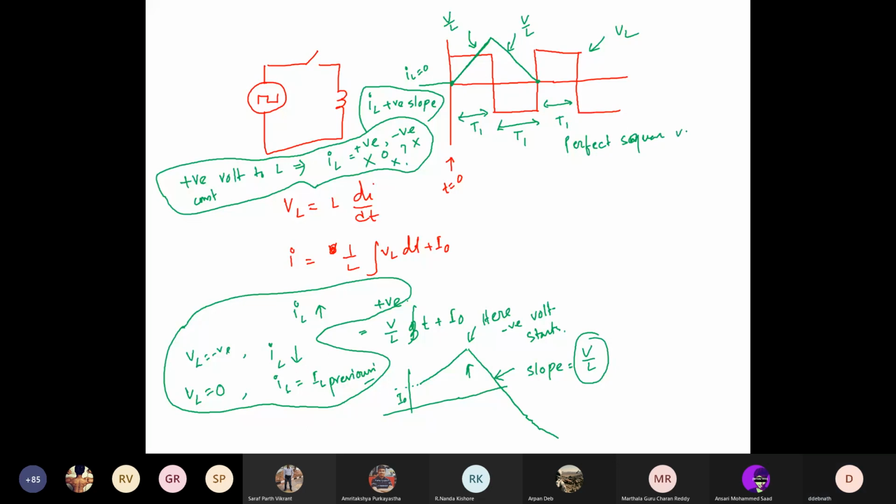Even though we are giving an AC waveform, next cycle again it will start like this, and again it will come here. Okay, but now take a different case. It is again a perfect square wave, but I started turning on the switch here. So current was 0 initially.